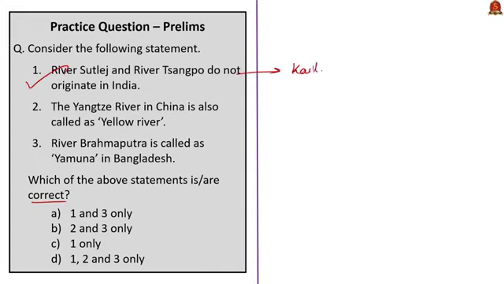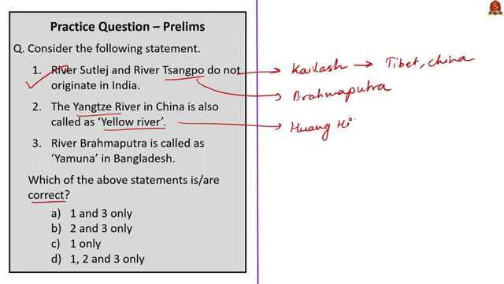The second statement states, the Yangtze river in China is also called the Yellow River. Now, this statement is incorrect because during the analysis we saw about the Huang He river in China. This river is also called the Yellow River because of the sediments moved by this river. This Yangtze river is the longest river in China, whose length is about 6,300 kilometers, and it originates from the Tibetan Plateau and drains in the East China Sea. It is also called Changjiang. So, it is not the Yellow River. So, this statement is incorrect.